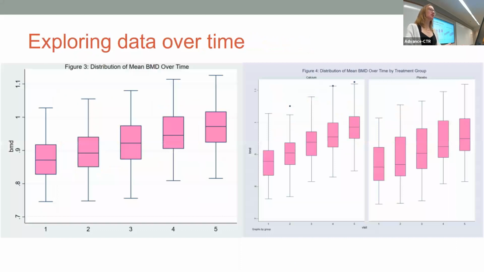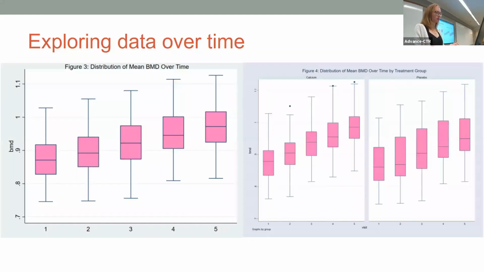I just wanted to show you this one so you can see what exploring data over time looks like. So this first graph is the distribution of bone mineral density in young girls over time, and that's supposed to increase. So we do see this increasing trend. However, we're aggregating all of the data together, so it's sort of condensed towards the middle.